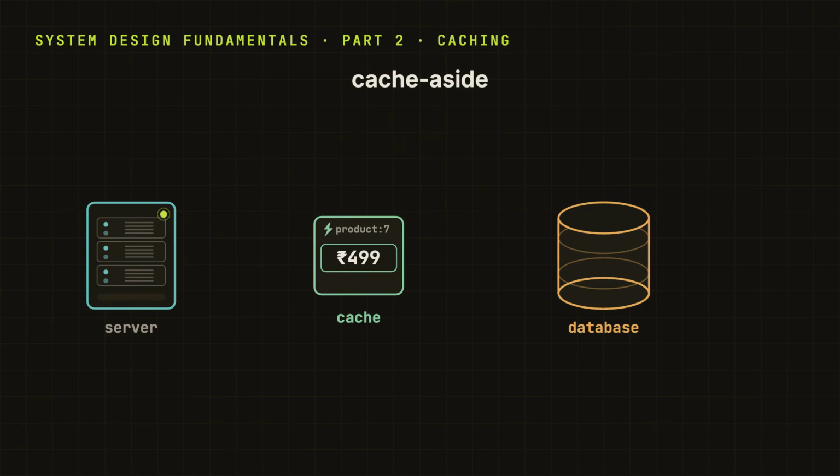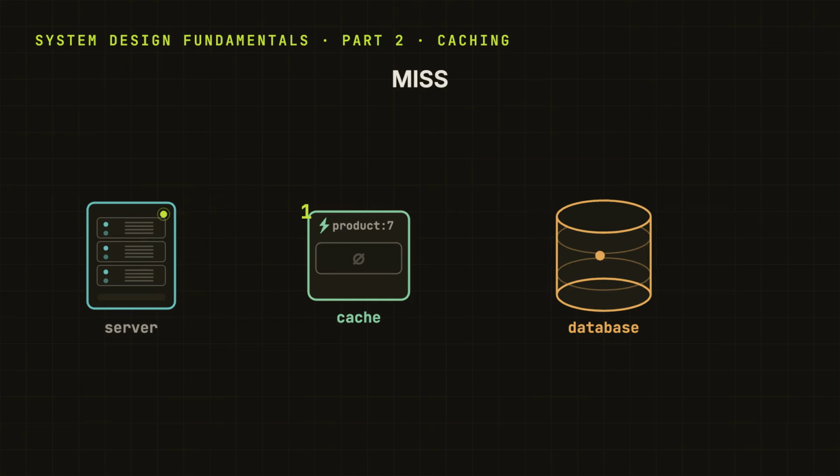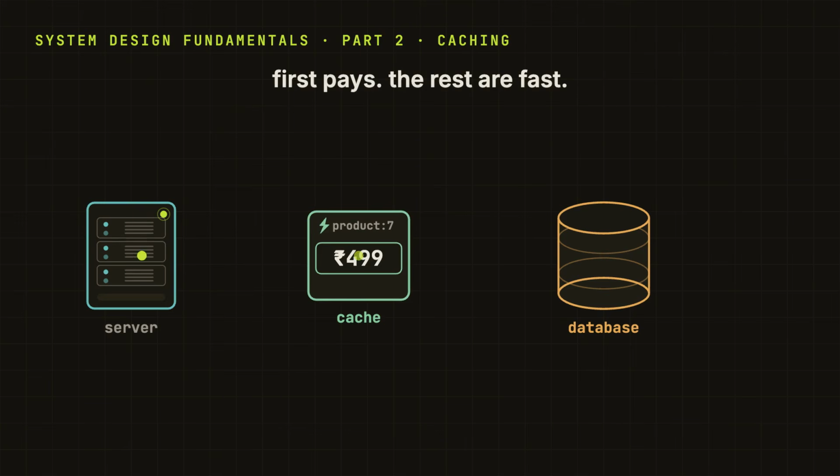It works like this. A request comes in for the product price. The server first checks the cache. If the data is there, we call that a cache hit. It returns it immediately and never touches the database. If it is not there, a cache miss. The server goes to the database, gets the data, stores a copy in the cache, and returns it. So the first person pays the slow price. Everyone after them gets the fast one. The whole point is to get as many hits as possible.